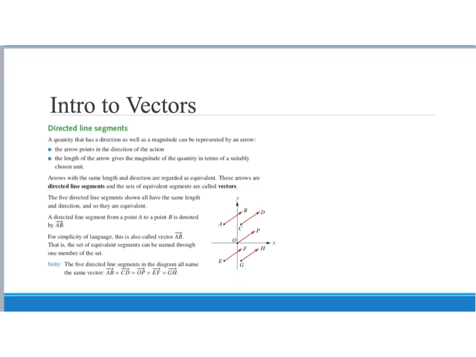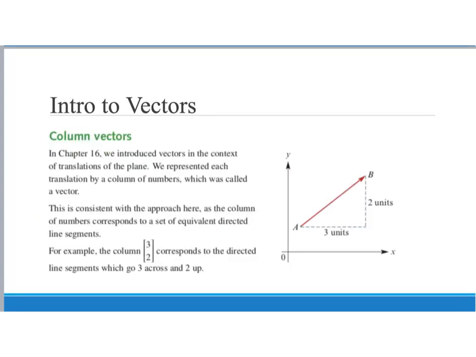The directed line segments shown all have the same length and direction, and so are equivalent, so they're talking about these ones here. The directed line segment from point A to point B is denoted by AB with that arrow on top. For simplicity of the language, this is also called vector AB. That is, the set of equivalent segments can be named through one member of the set. The 5 directed line segments in the diagram all name the same vector because they can all be equal to AB. So what I'd suggest writing down, if you want to take some notes, is really just this section. I don't think you need too much more than that.